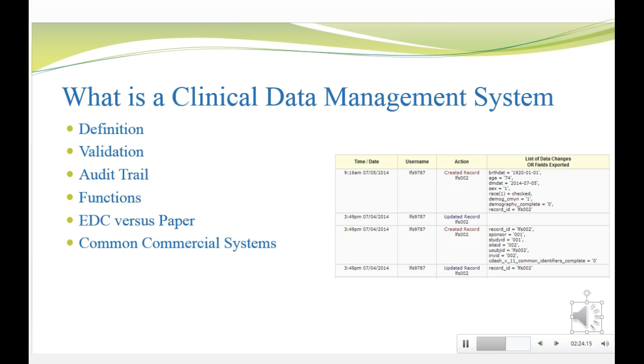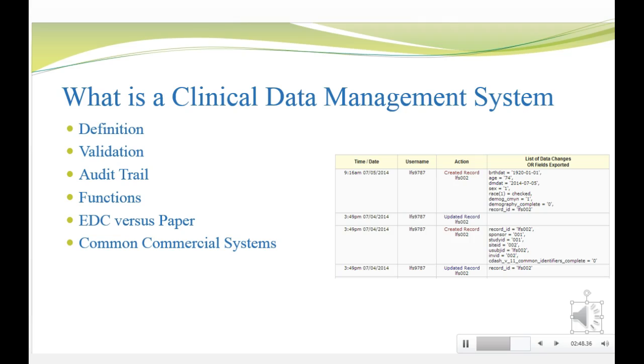And over here I have a little example of the audit trail that is generated by REDCap, the system we'll be using. What functions do you find in the CDMS system? Well, most of them support the following functions: database design, entry screen production, data entry, data cleaning, discrepancy management, and query resolution. They also allow you to lock the data, import and export it, and they make an audit trail.